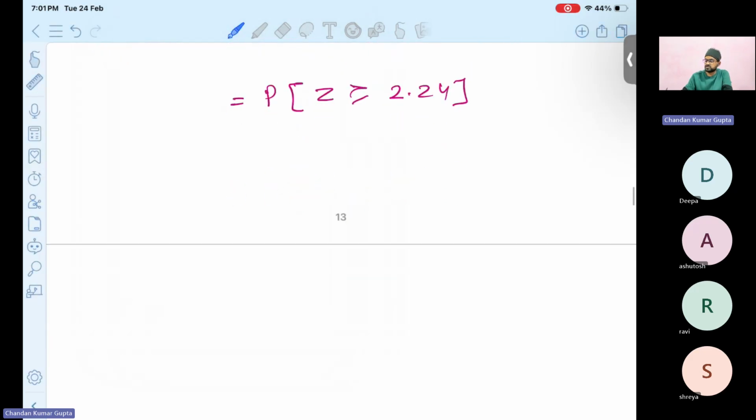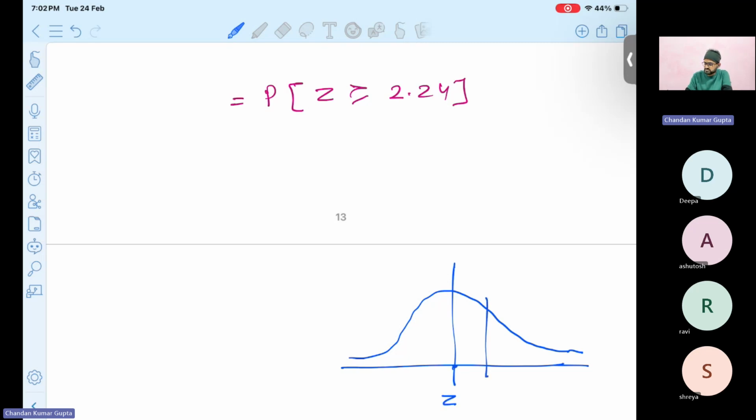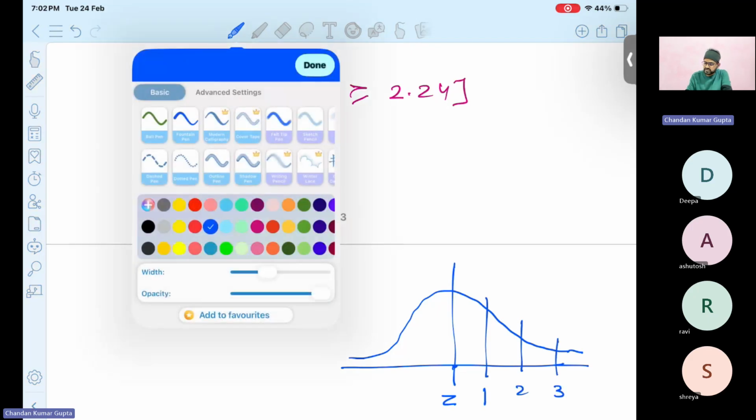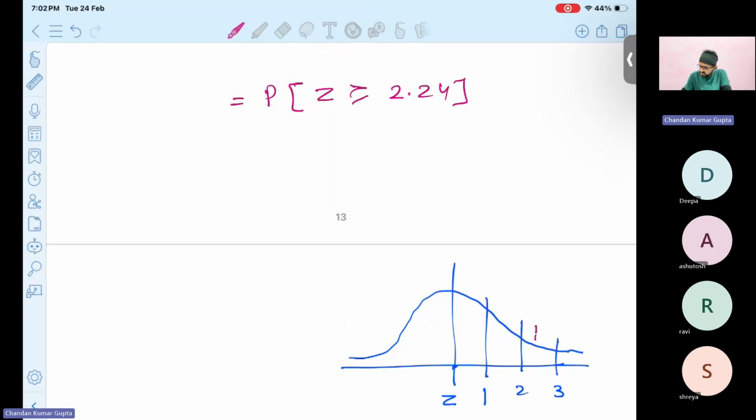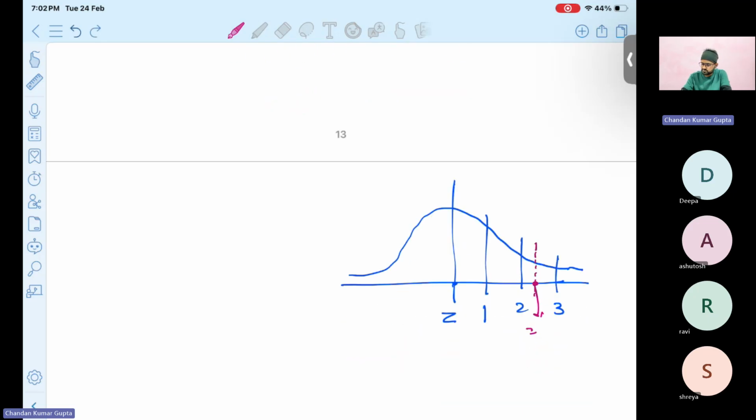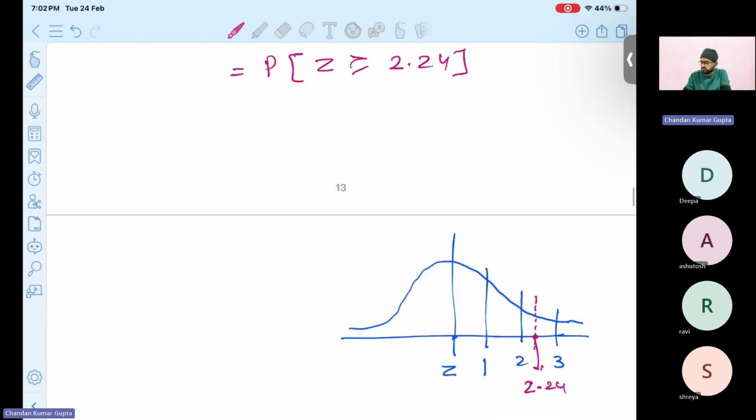Always try to draw the normal curve when you are solving these kinds of questions, so you have an image of the question. I am talking about Z. This is Z equal to 1, this is Z equal to 2, this is Z equal to 3. So Z equal to 2.24 comes out to be around here. And what we need to find is the area greater than this value. So we need to calculate this value.